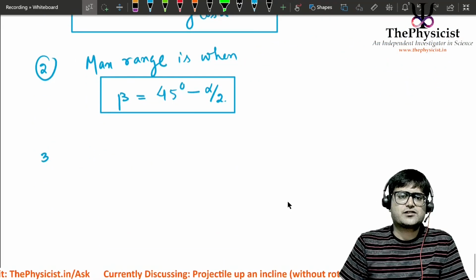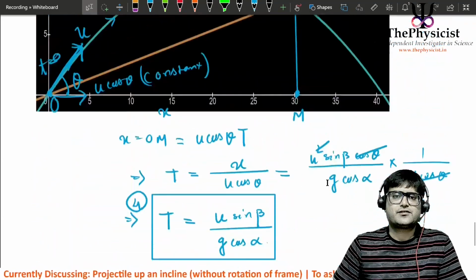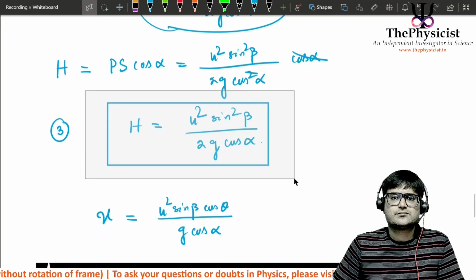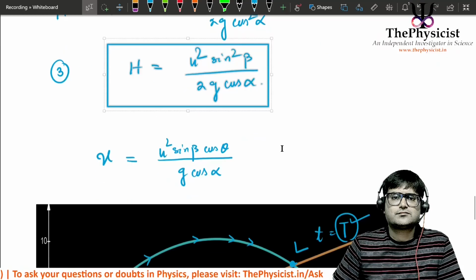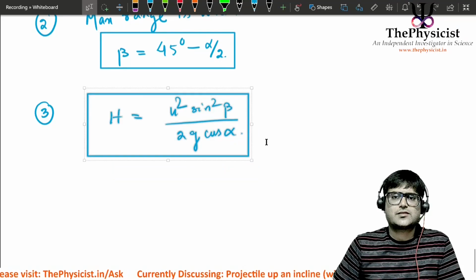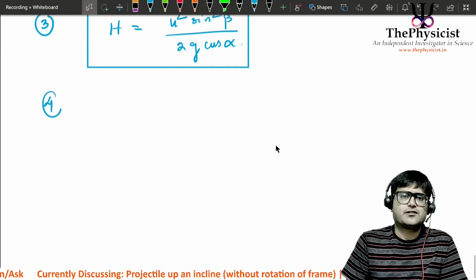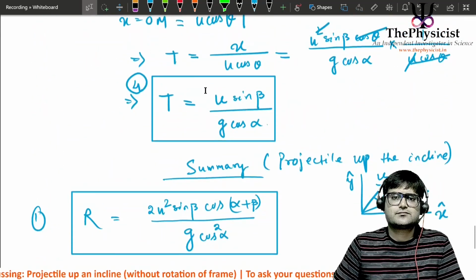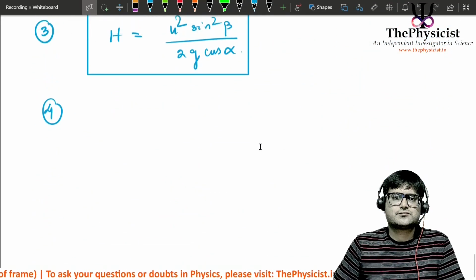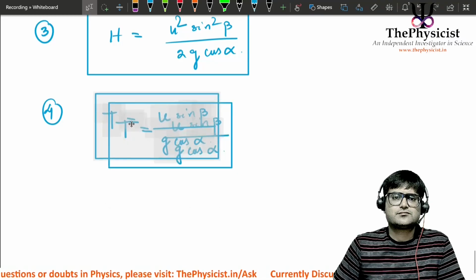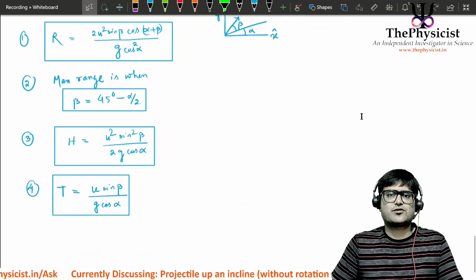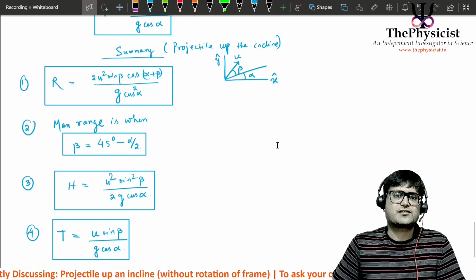And then the third point is the max height, which is h. And the fourth is the time of flight. Just this beautiful and elegant equation. Yes. So let me zoom out so you can take a screenshot or something.